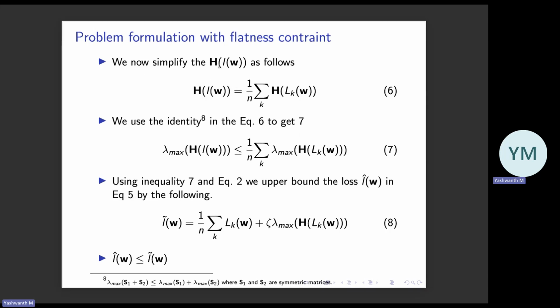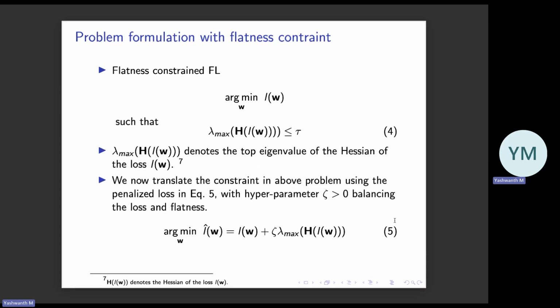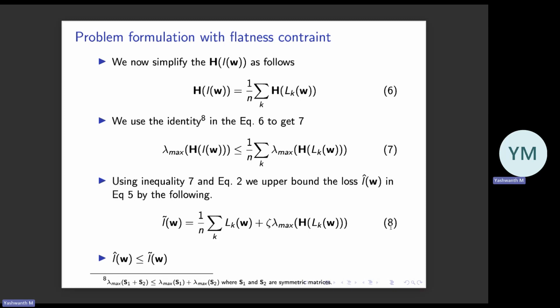We now simplify the Hessian of the overall loss to each client's Hessian. The top eigenvalue can be upper bounded from equation 6 to equation 7, and using equation 7 we can upper bound the loss of equation 5 with equation 8. We minimize equation 8 as it decomposes at the client level: the task-specific loss, which is L_k, and the top eigenvalue of the Hessian of the client's loss.